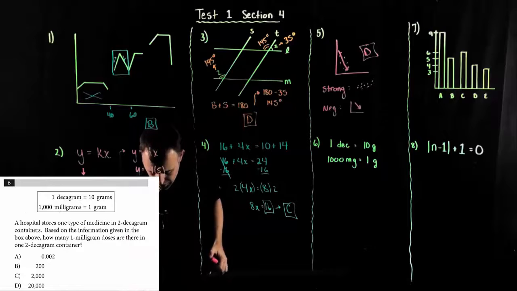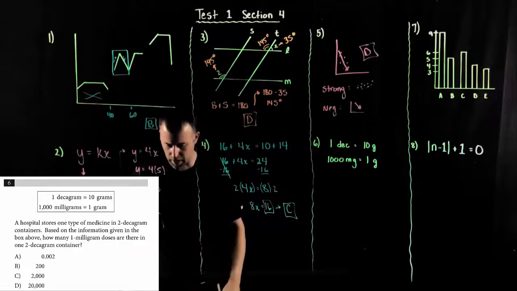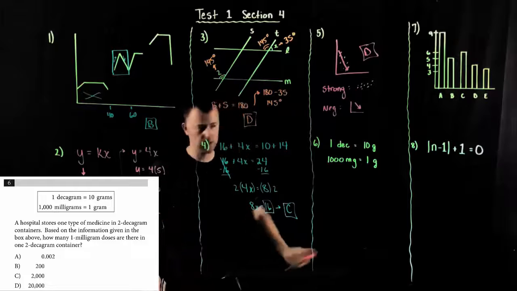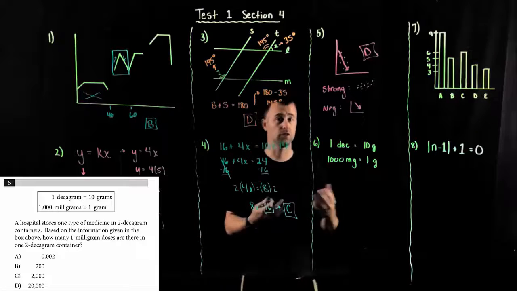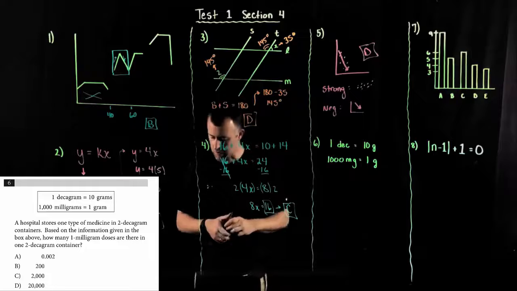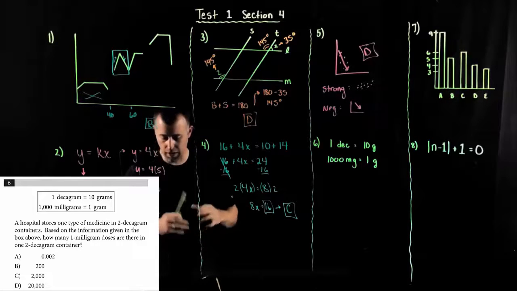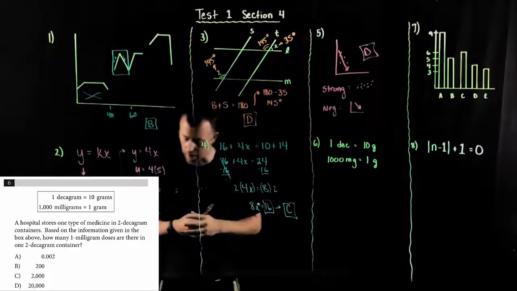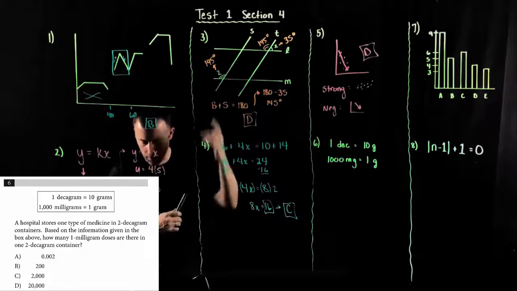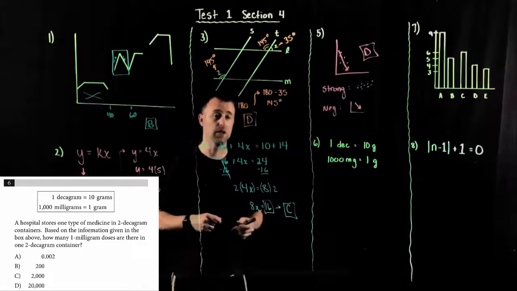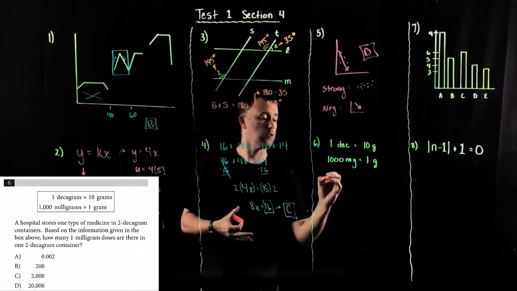Next up, number 6 is going to be a conversion problem, and I know that because they're giving me some conversions already. So when I do conversions, I like to mostly do these with conversion factors. So in this problem, they're saying a hospital stores one type of medicine in 2 decagram containers. So I have 2 decagrams right now. Based on the information given in the box above, how many 1 milligram doses are there in one 2 decagram container?